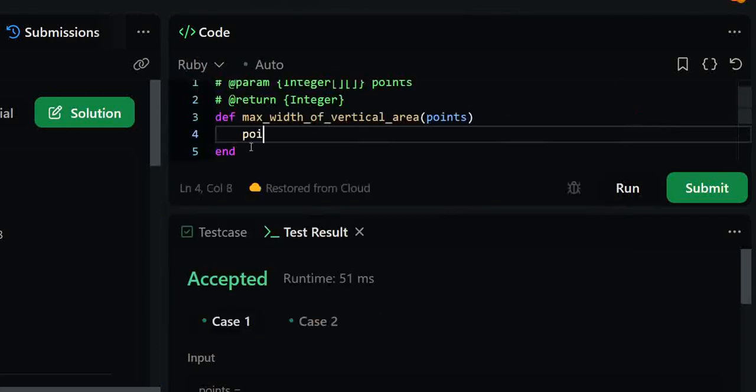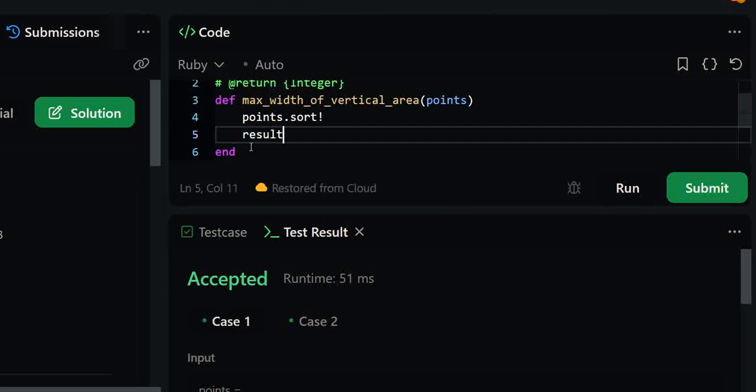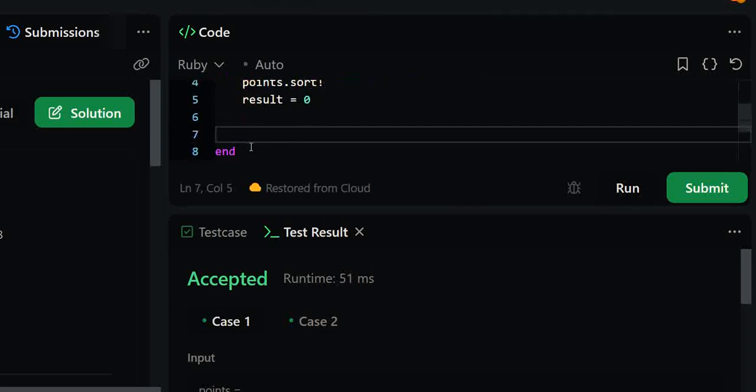So in Ruby as well, we will firstly do the sorting part, that is points.sort. After this we will again define the variable, and after this we will be running a loop in which we are saying from 1 to points.length. The syntax is slightly different. Dot each, we are saying do |i|, and this is how we are going to access the values.